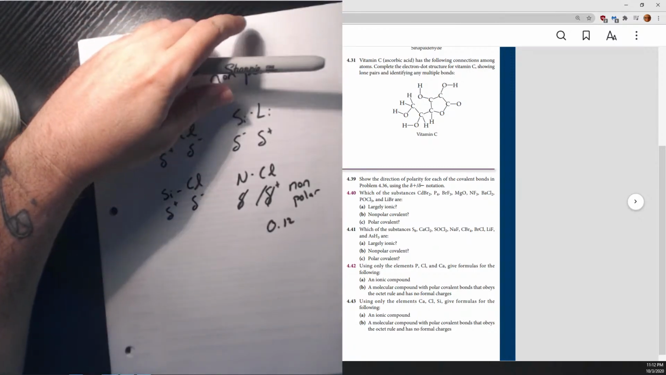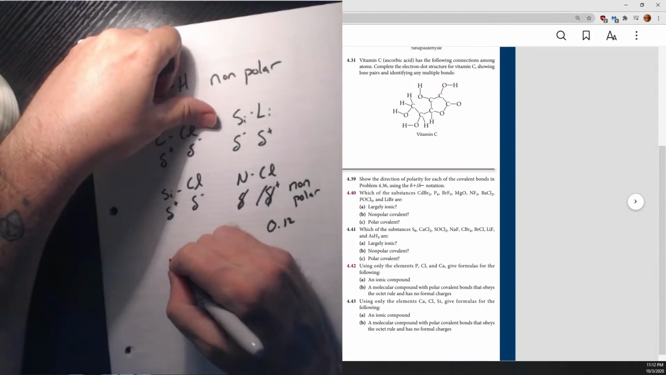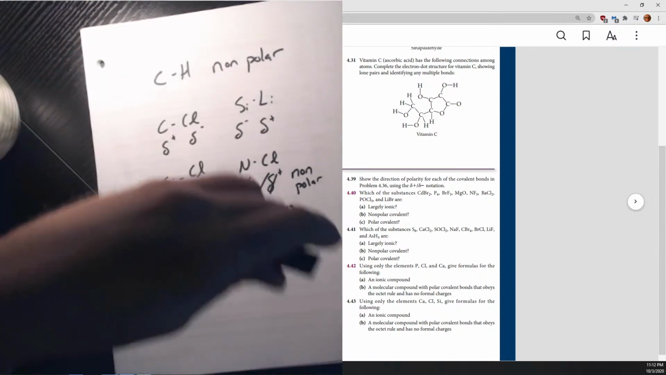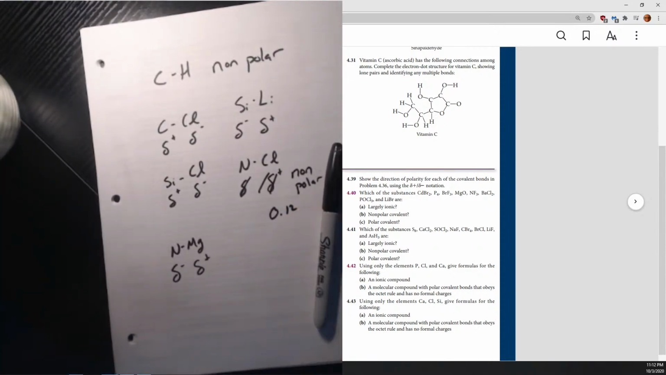All right, and finally, sodium and magnesium. In fact, that would be ionic, probably. But not sodium, but nitrogen and magnesium. Magnesium nitride is going to be an ionic compound.